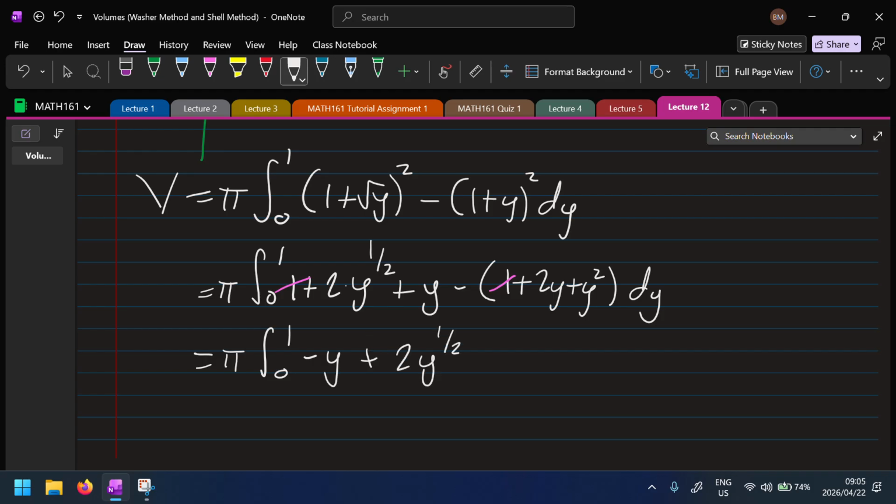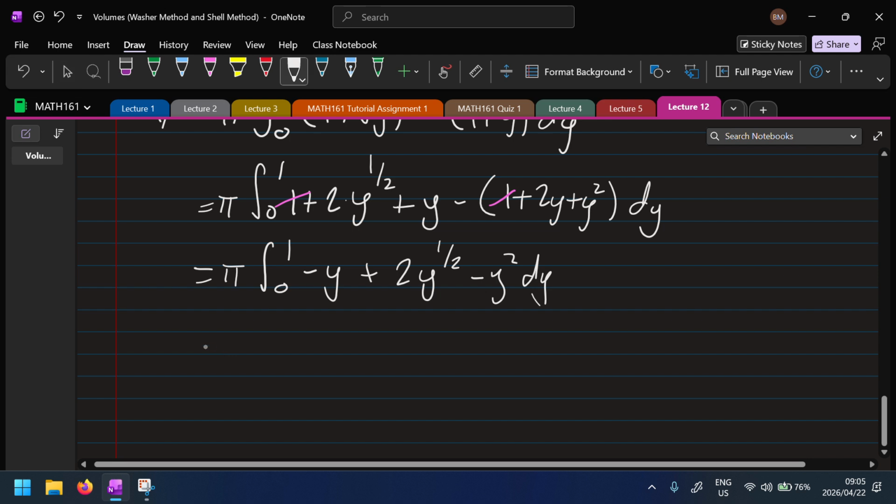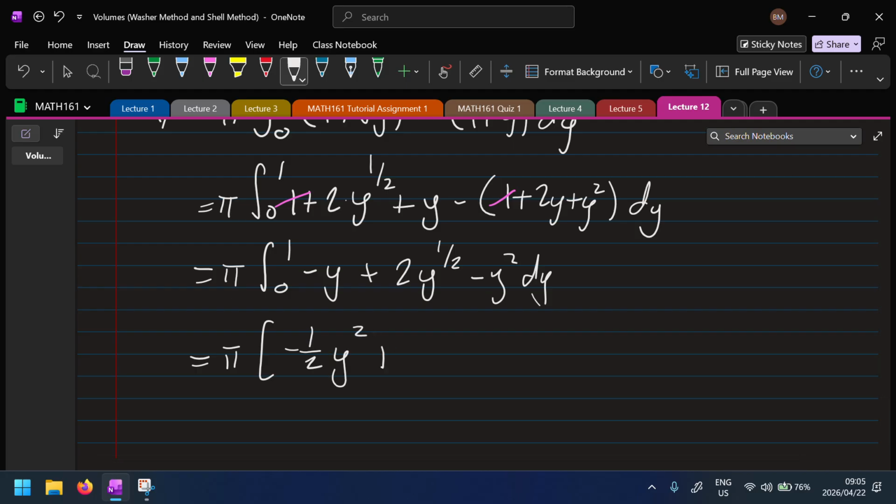Plus 2y to the half. And then we still have that y squared in the brackets there. Always try to simplify before you get to that integration part. Integrate, so pi minus 1/2 y squared plus, add 1 to the exponent, 3 over 2, divide by that, 2/3. So we have 4 over 3 y to the 3 over 2, minus 1/3 y cubed from 0 to 1. If we put in 0, we just get 0, so we can ignore that one. Let's put in 1.